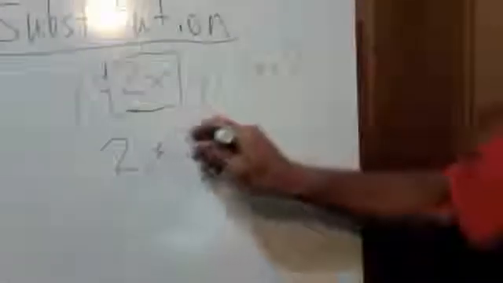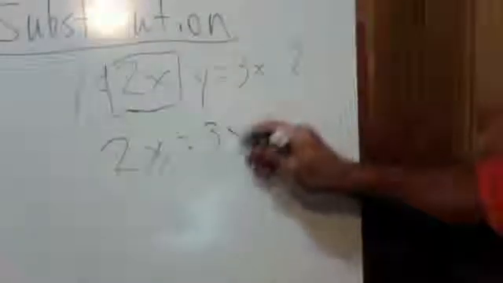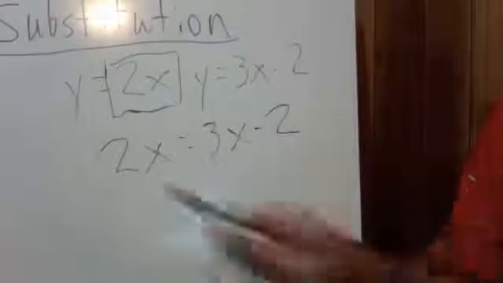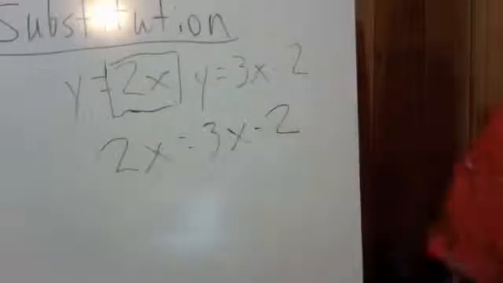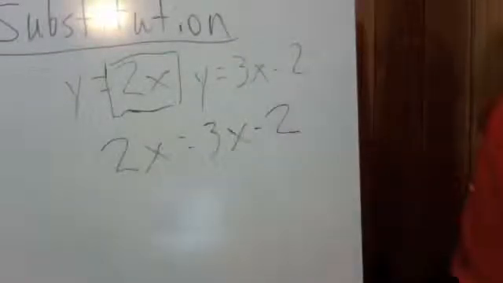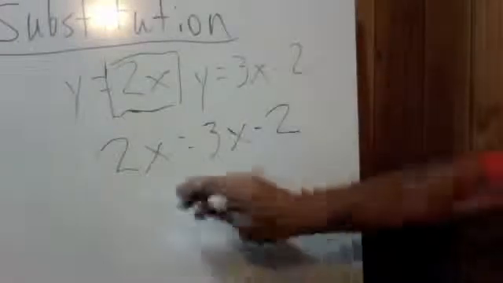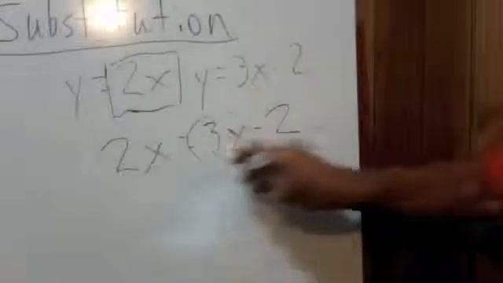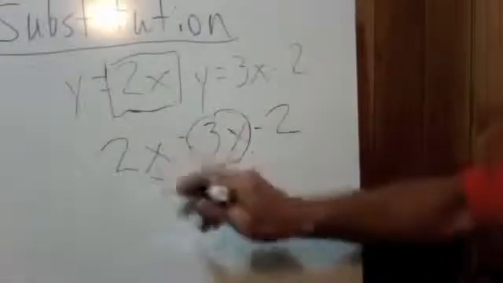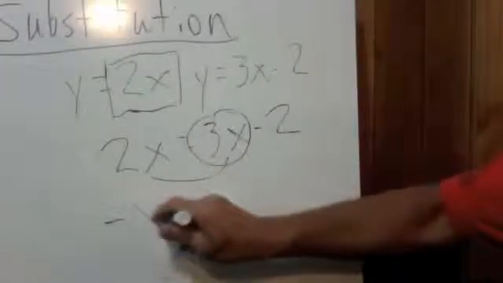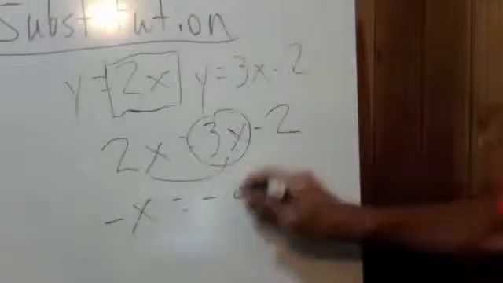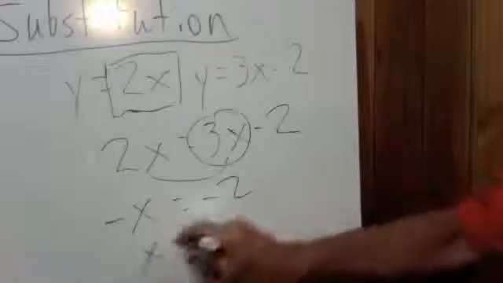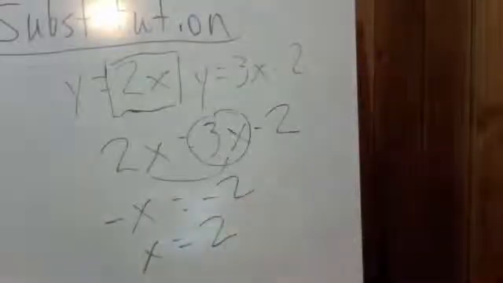So I'm going to put that in for that: 2x equals 3x minus 2. Now if you look at it, there's just one unknown that we have. And since we have one equation, we can solve that. So I'm going to get the x's on one side. So bring this over here and subtract it. So I'll get the opposite of x equals -2. And when I divide both sides by -1, I get x equals 2.